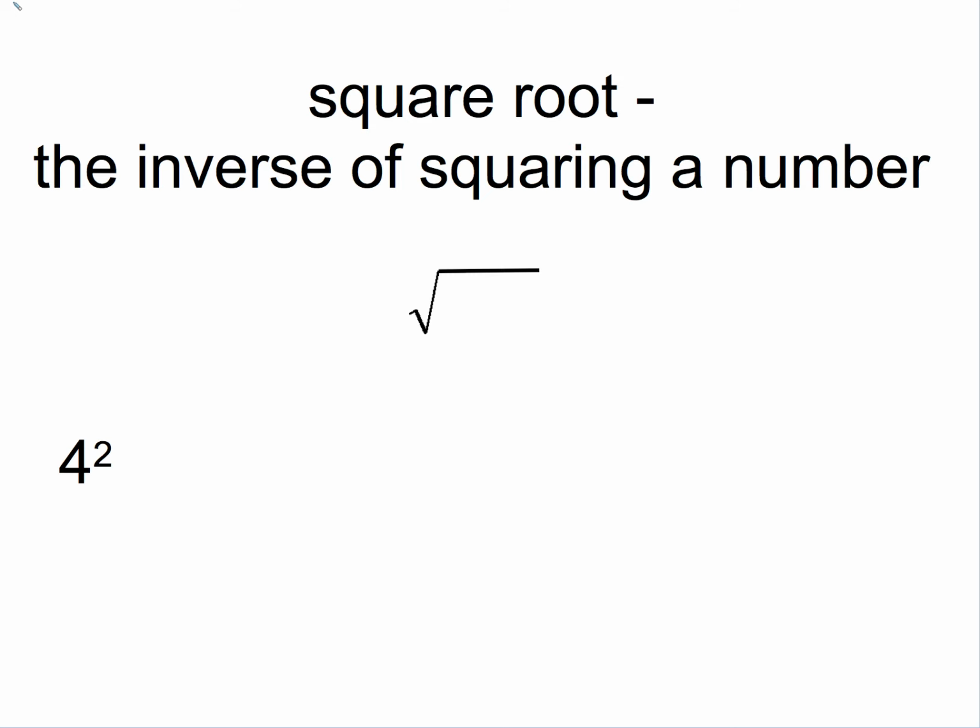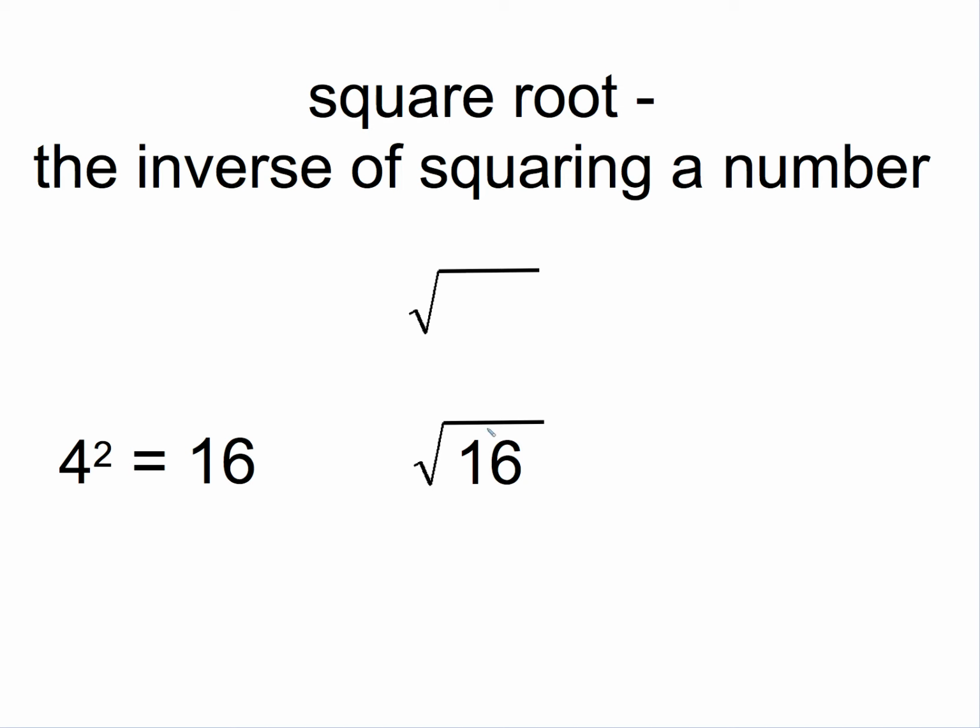So since it's the inverse of squaring a number, let's take a look at what squaring a number is. Remember that would be something like 4 squared, 4 to the second power. And that means that you're taking the base 4 and multiplying it by itself 2 times because that's our exponent. So 4 times 4 equals 16. So the opposite of that is taking the square root.